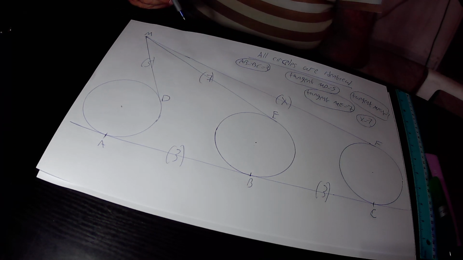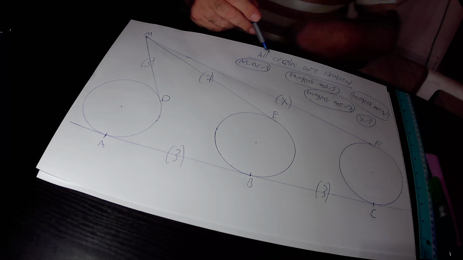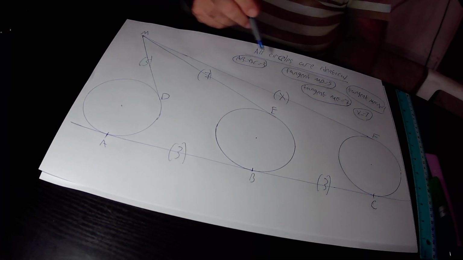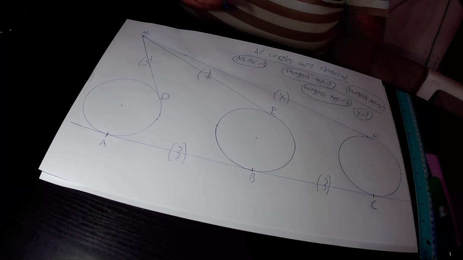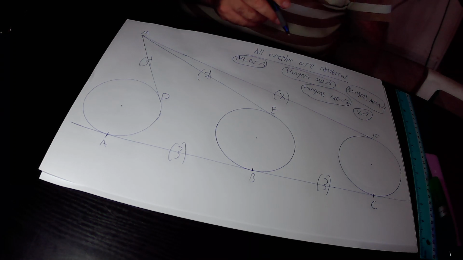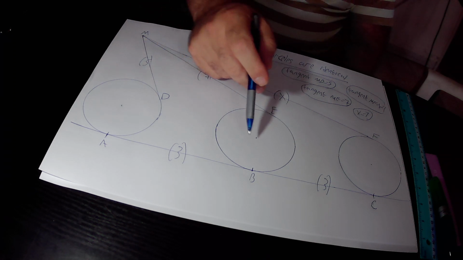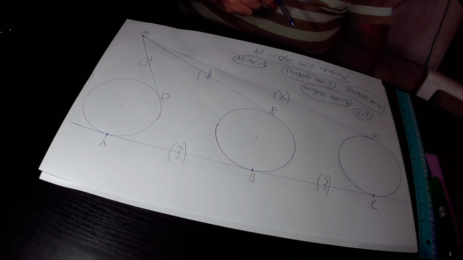And finally, we also have tangent MF that is tangent to this circle at point F, and the length of tangent MF is x. Our mission is to find out the length of this tangent MF that is equal to x, so we have to find out the value of x. In addition, we know that side AB equals side BC equals 3 units in length.